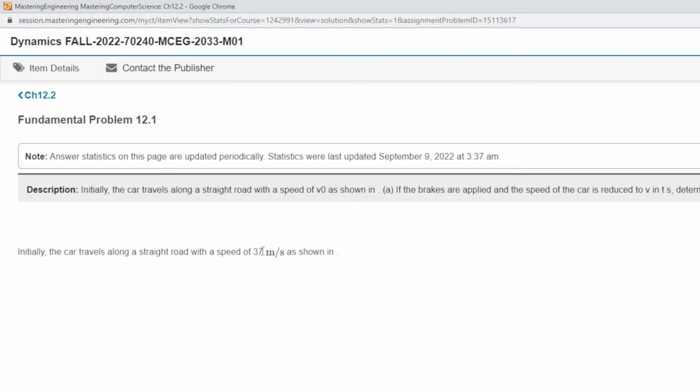So I would say just read this to get a feel, and then read this to get the complete version. If the brakes are applied and the speed of the car is reduced to, and notice he has a little blank, in 17 seconds. If you look up here, it's shown as: reduced to V in T seconds, determine the constant deceleration. If you read this first, it's very confusing. But after you get past this initial description, it restates the same thing with all the information. So don't get confused by this little dark thing. Just read it to get a feel, then go on down from there. Then it says, determine the constant deceleration of the car.